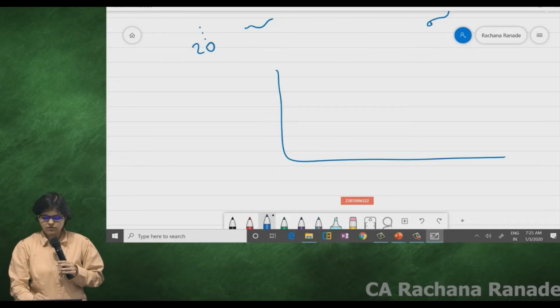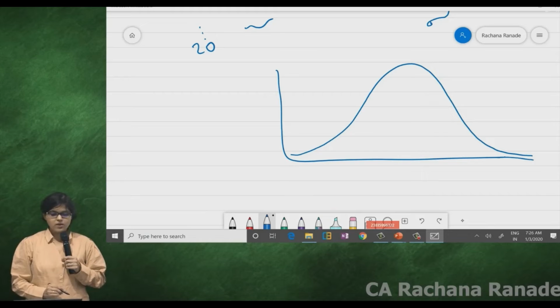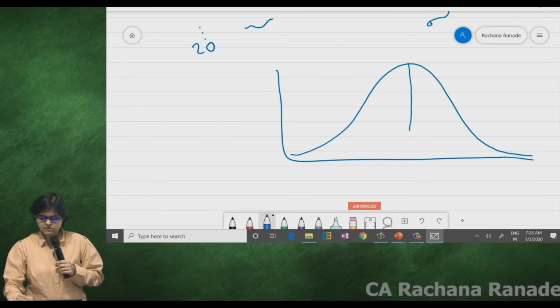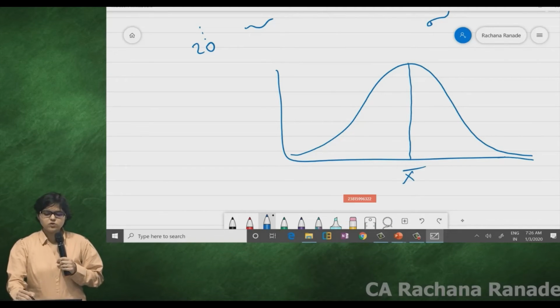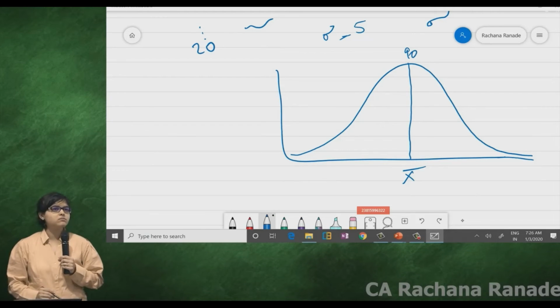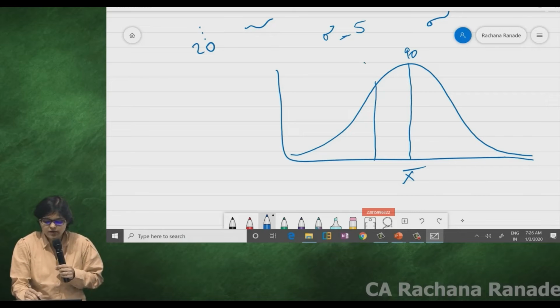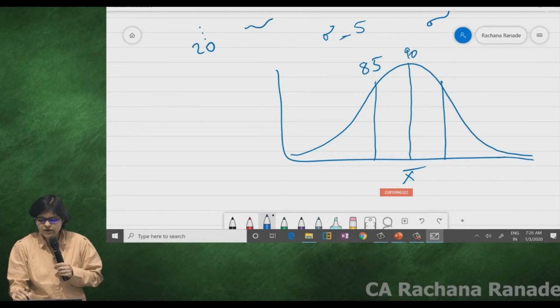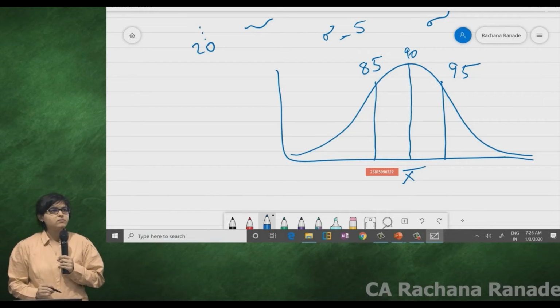Why was this sigma useful? And for that we had drawn this curve. I have not invented this curve. This has been invented by statisticians. What do they say? If this is the mean, which is our X bar, say Virat Kohli on an average scores 90 runs, and his sigma is 5. It means the standard deviation is 5. It means he can score in the range of 85 to 95 runs. What is the probability that he will be between 85 to 95?